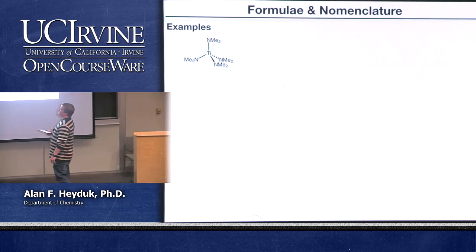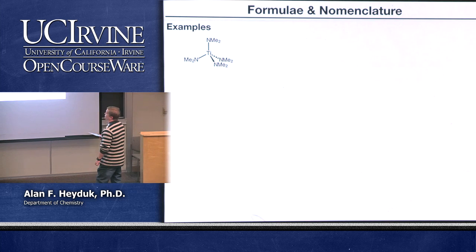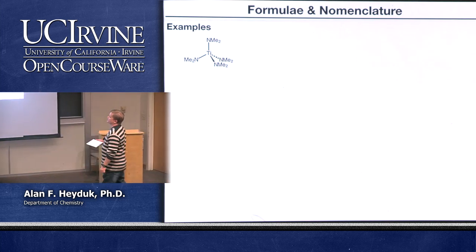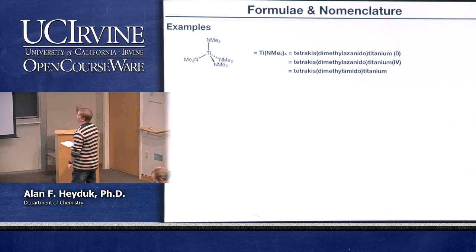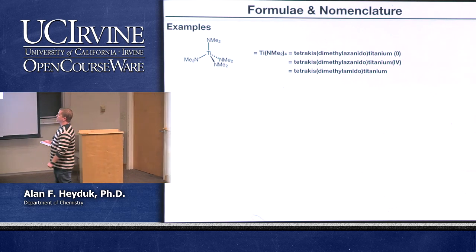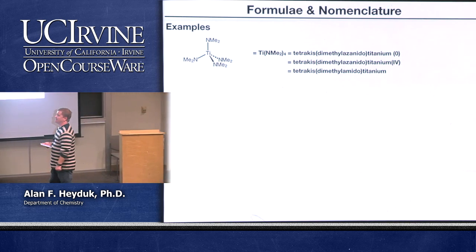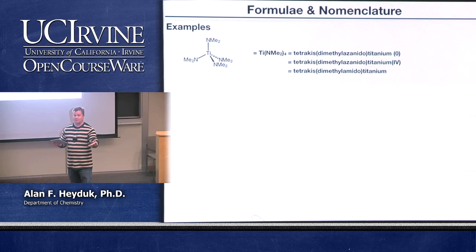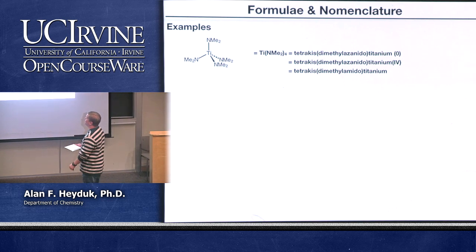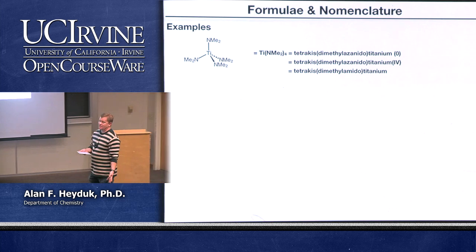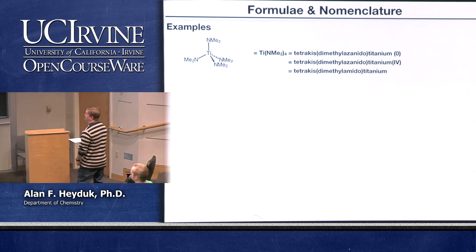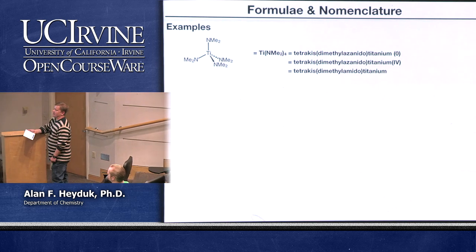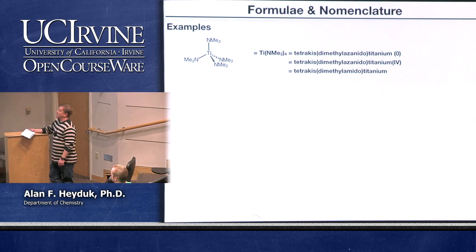Okay, we'll very quickly go through a couple of examples before we break for the day. So we've seen this. We know how to write the formula. The titanium comes first, then we put the dimethyl azanido ligand in parentheses with the subscript 4. But when we come to name it, we flip and the ligand comes first. So tetrakis(dimethylazanido)titanium.